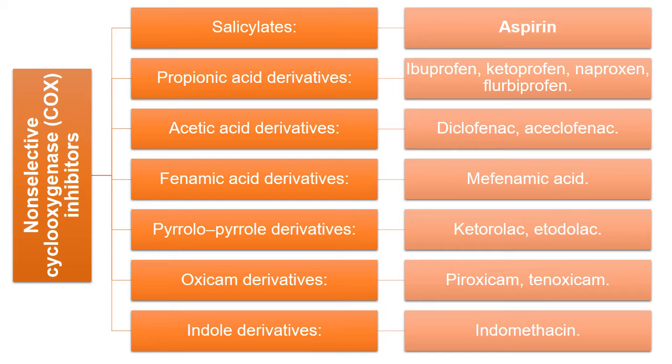Aspirin is a salicylate compound. Ibuprofen, ketoprofen, naproxen and flurbiprofen are propionic acid derivatives. Diclofenac and aceclofenac are acetic acid derivatives. Fenamic acid derivative is mefenamic acid. Ketorolac and etodolac are pyrrolopyrrole derivatives. In oxicam derivatives there are piroxicam and tenoxicam. Last, indomethacin is an indole derivative.